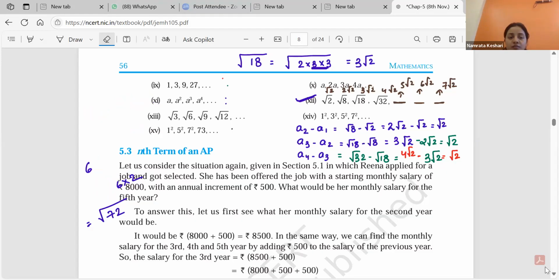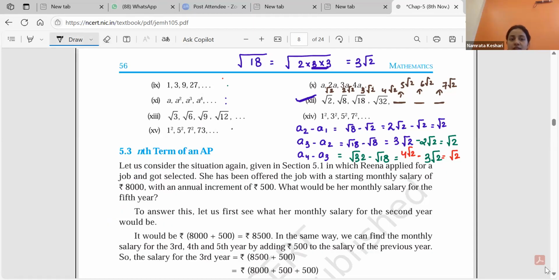Let's check number 13. Again, square root is involved. We will try this one also in the same manner. a2 minus a1, what is it? a2 is root 6 and a1 is root 3. Even if I factorize root 6, you will get 2 into 3 and nothing will come out. What about the other one? Root 6 minus root 9. Root 9 can be written as just 3, right?